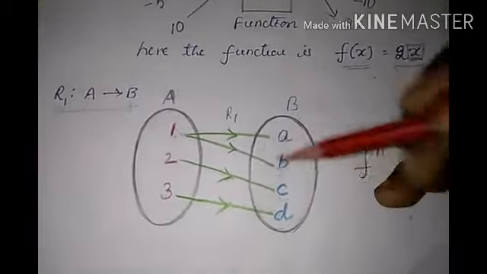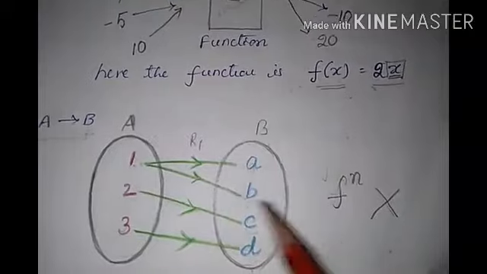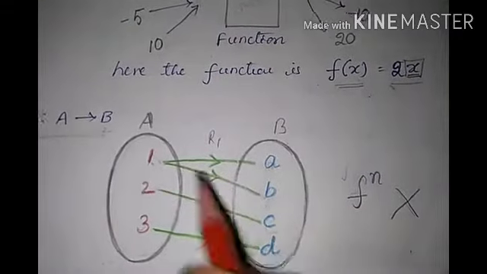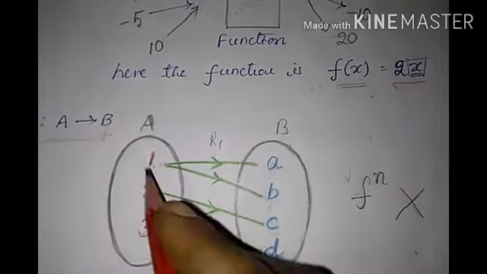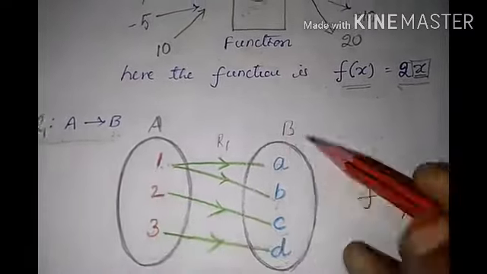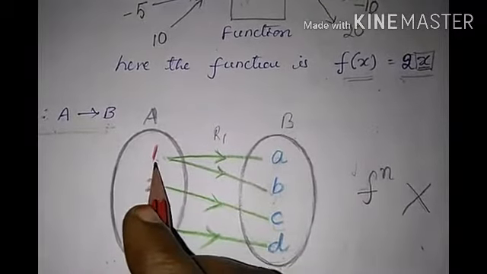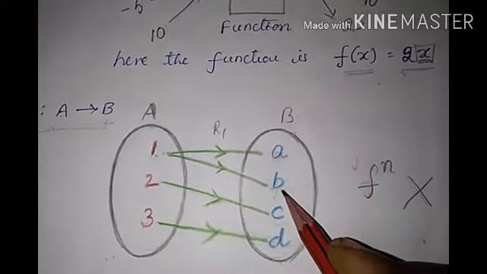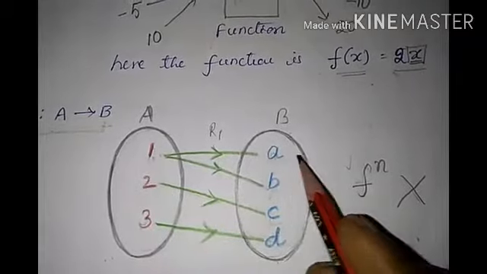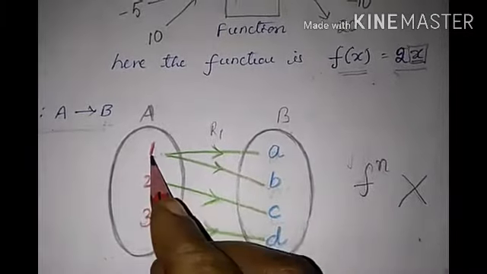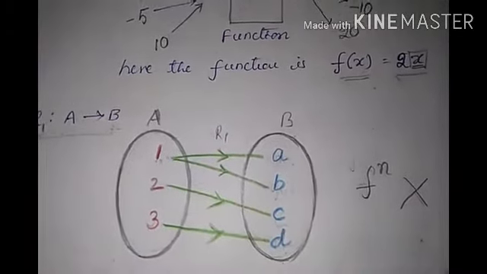Let us verify, is it a function or not? I am directly saying it is not a function. Why? Because 1 is mapped to A and 1 is mapped to B. That means I am giving 1 as input and getting A and B as outputs. For one input, I am getting 2 outputs. So it is not a function. For one input, it should have only one output.